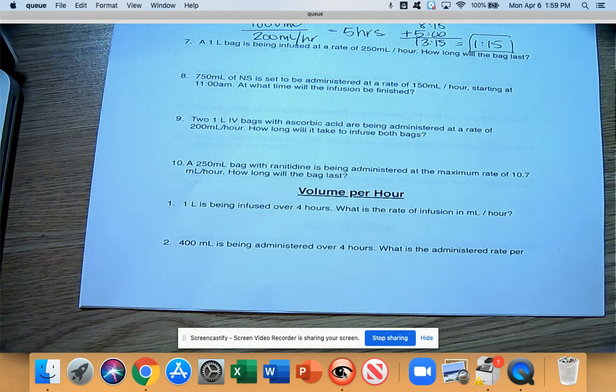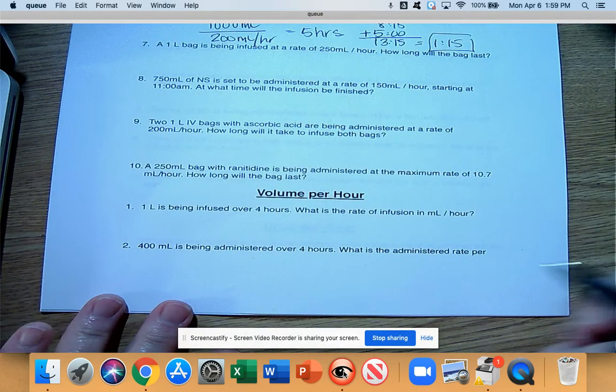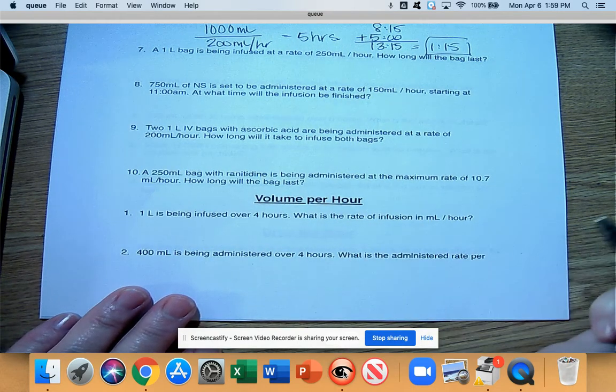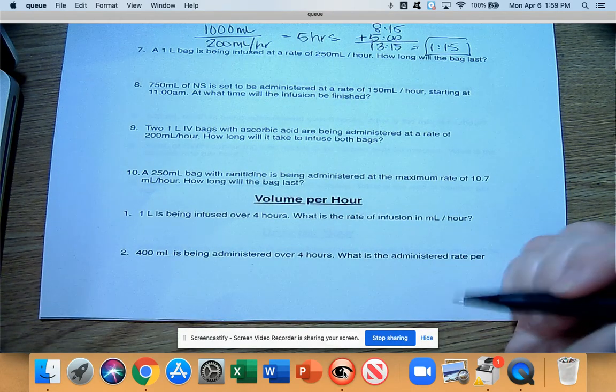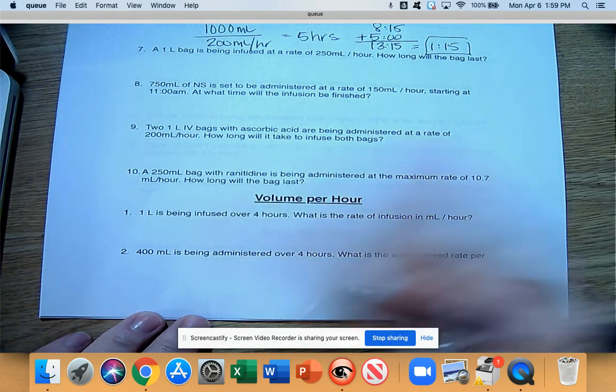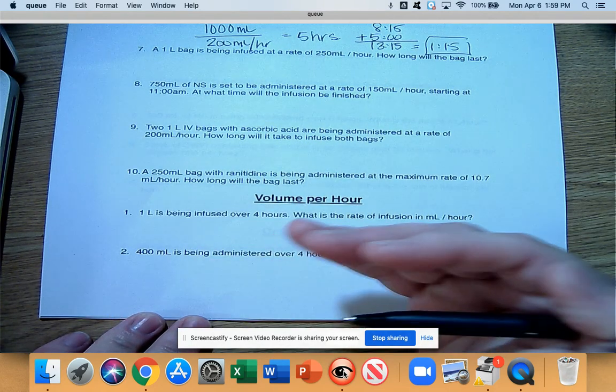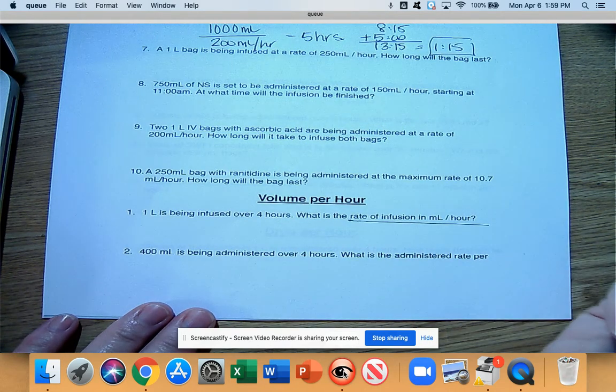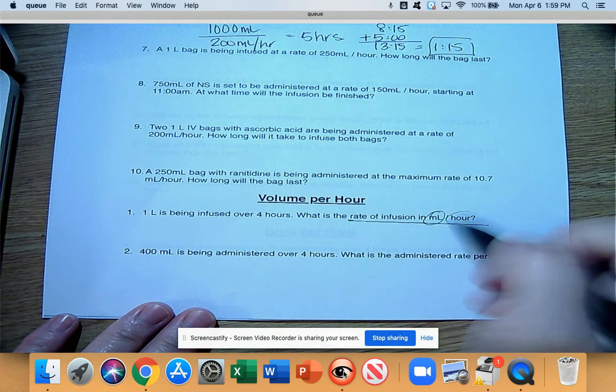Okay, next on your assignment is volume per hour. So very similar concept. When you're working these, sometimes I even tell my students, if they're really confused, look at the question before you read anything else and ask yourself, what are they asking for? And here it says, what is the rate of infusion in mils per hour? So I need to know how many milliliters and I need to know hours.